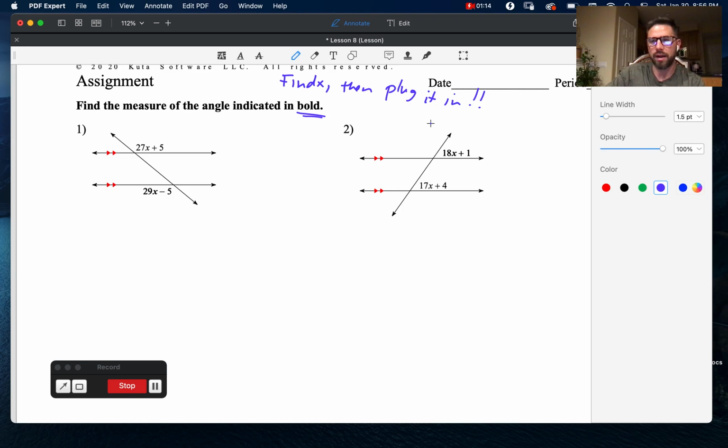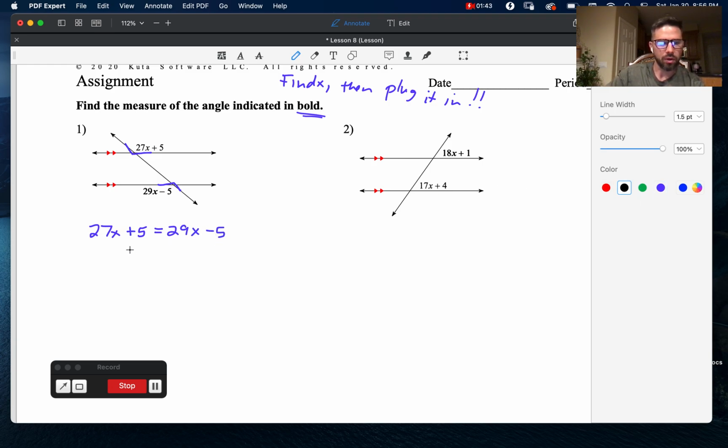So in order for us to find x, we have to do our exact last lesson, which is let's look at these angles. This guy's really open, he's obtuse. This guy's really open, he's obtuse. If they're both big or obtuse, they're the same. We have to set them equal. So let's go ahead and set them equal: 27x plus 5 equals 29x minus 5.